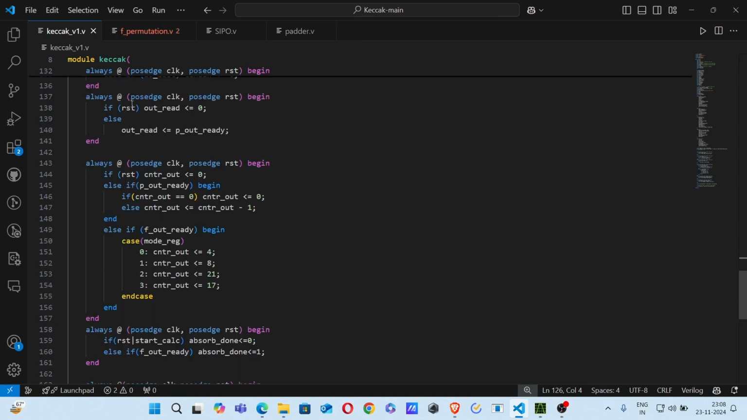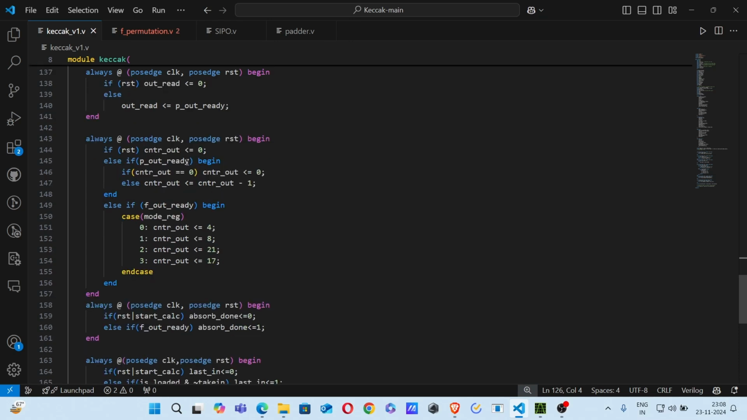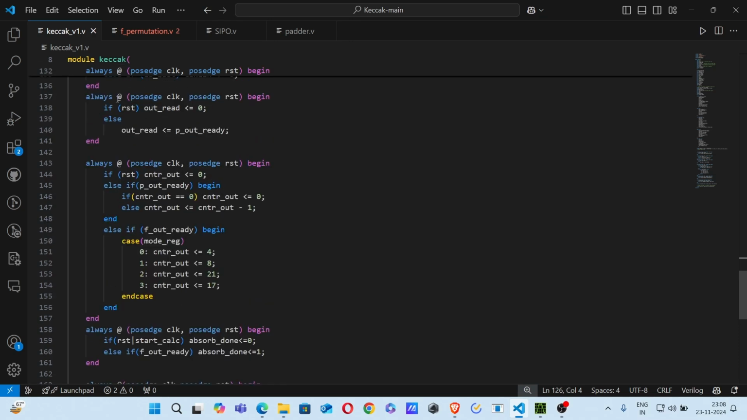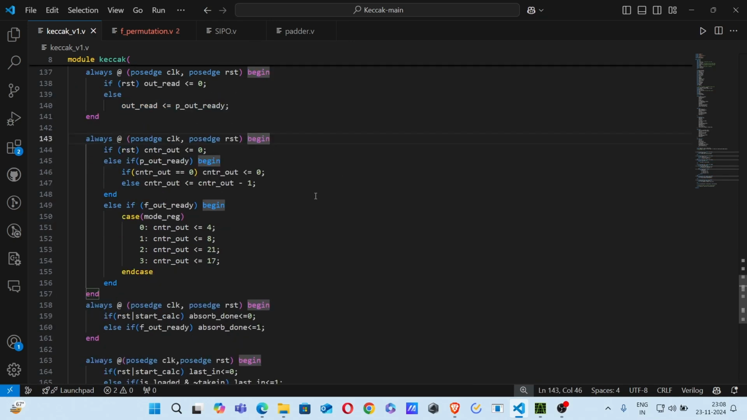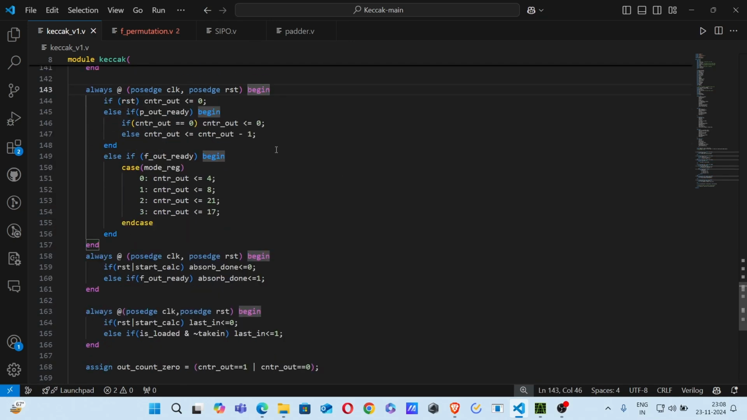Next, in this always block, there is this outread, which is actually a redundant signal, hasn't been used anywhere. Then let's come to this one. Here, there is a counter out.